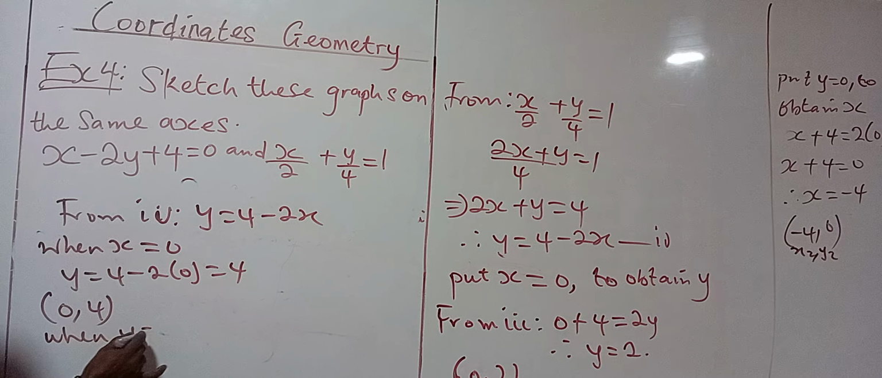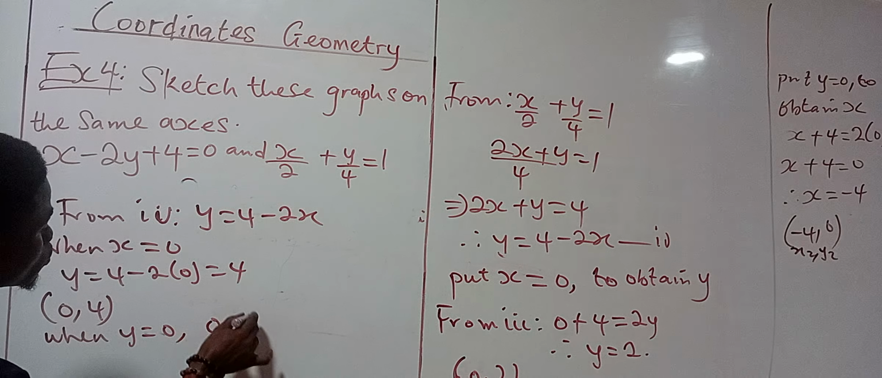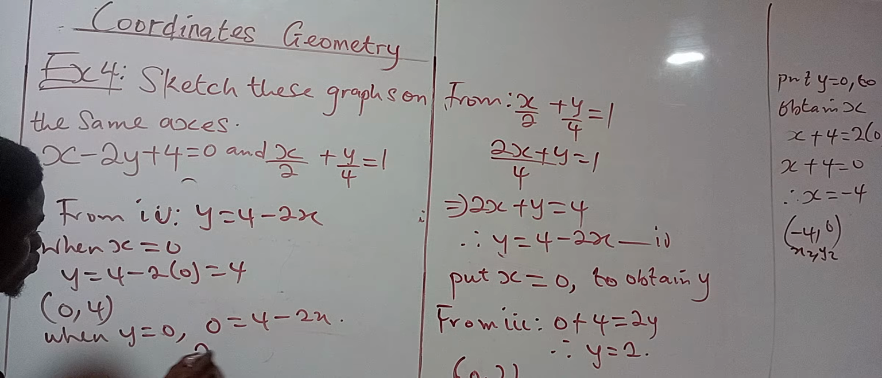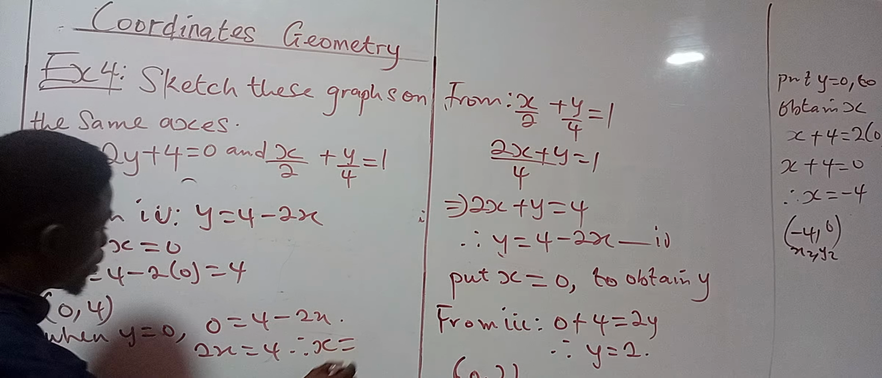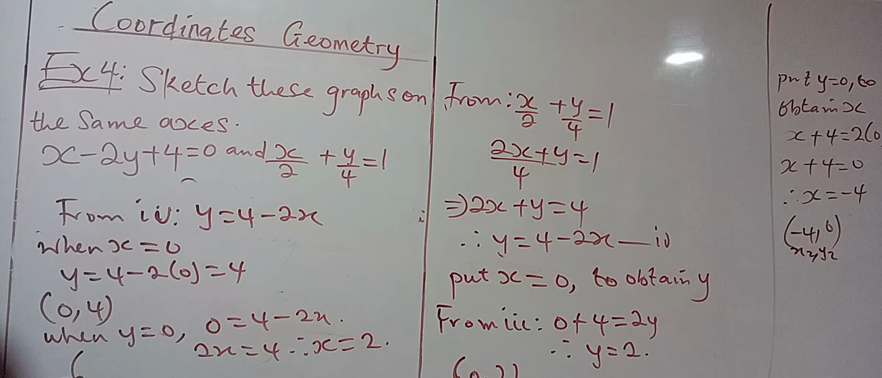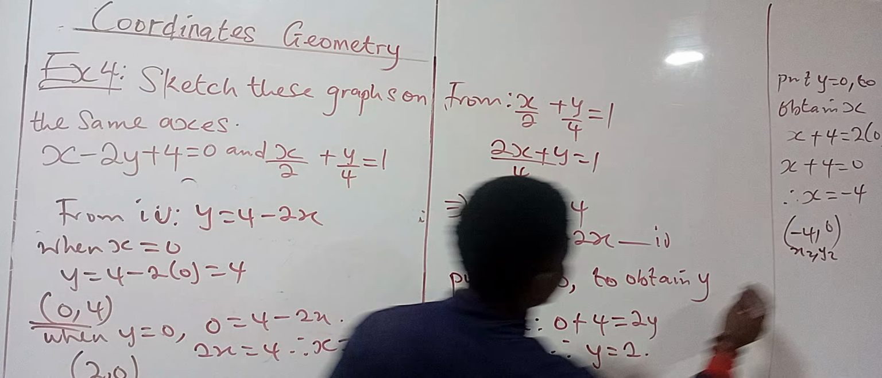Then the other one: when y equals 0, then what happens to x? We are going to have 0 equals 4 minus 2x. So in this case, we have 2x equals 4. Therefore, our x is 2. So we have (2, 0). These are the points we need to plot.